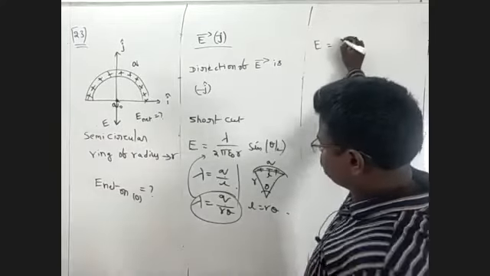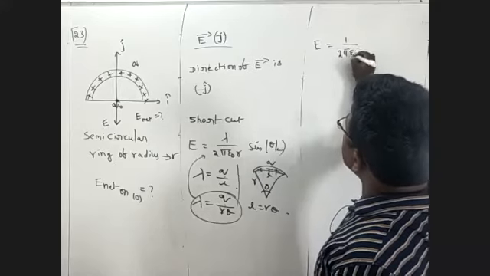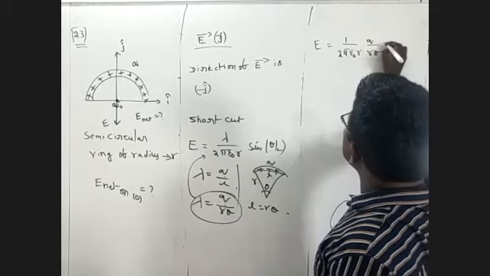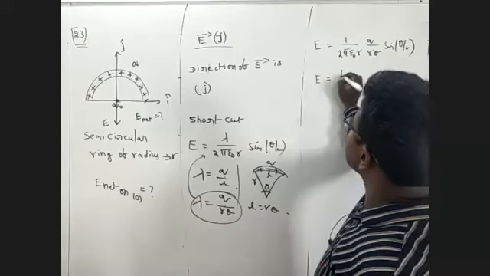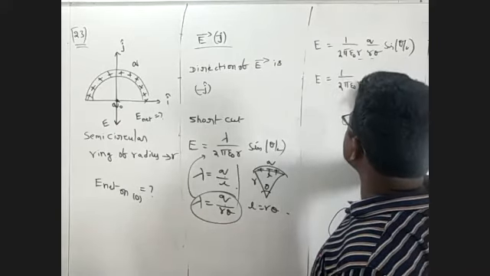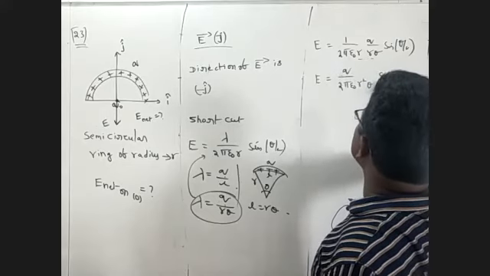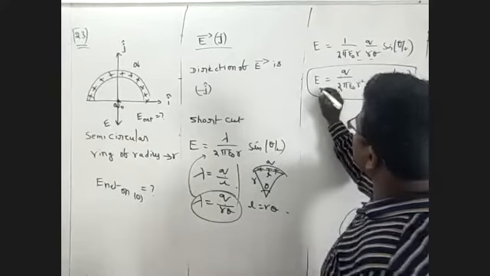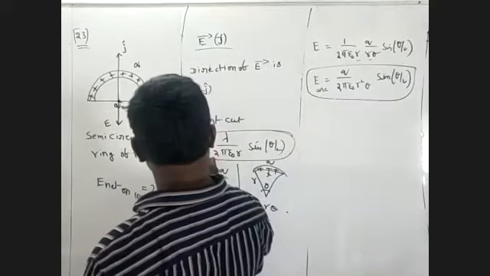E is equal to lambda, which means 1 by 2 pi epsilon naught, where lambda is q by r theta, times sin theta by 2. So E is equal to 1 by 2 pi epsilon naught times q by r squared theta, times sin theta by 2. This is the formula for E arc. This is also one model of E arc.